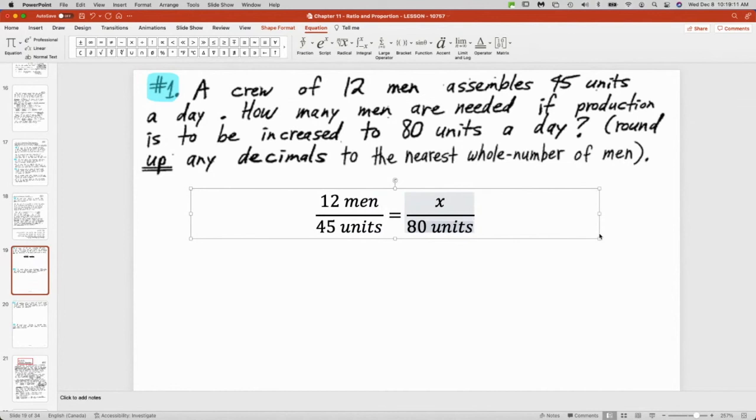Oops. So there's the question. So we just set up a ratio that we can make a quick comparison between the two. But by ratio, I mean just write down a fraction. So in this case, the units are consistent. In other words, here we have units below, literally units of whatever they're assembling. And on the top, we would have men. So that's right.